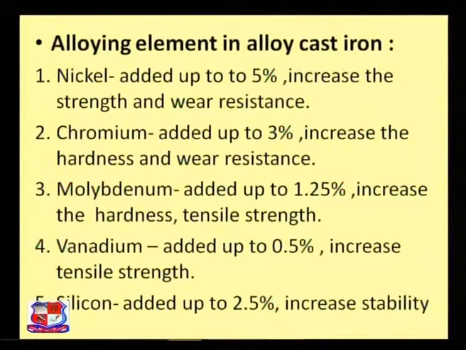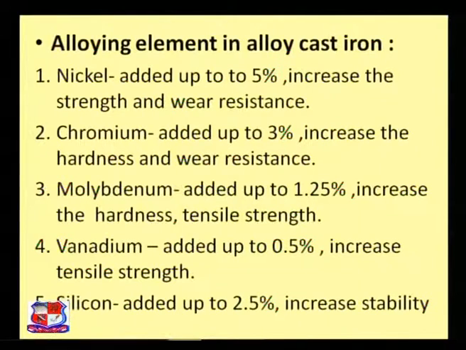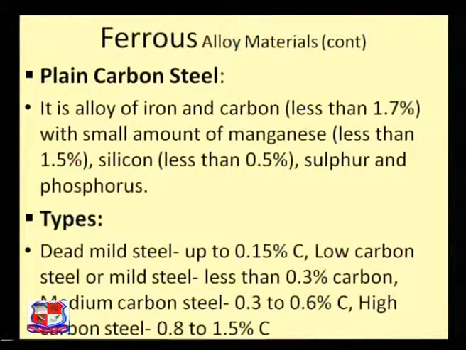So dear students, we can easily see that the different reasons behind adding different elements in cast iron are nothing but to improve or expand some of the properties of cast iron, right? So by adding extra elements, we can add some desirable characteristics and properties in cast iron. Okay, now let us understand plain carbon steel.